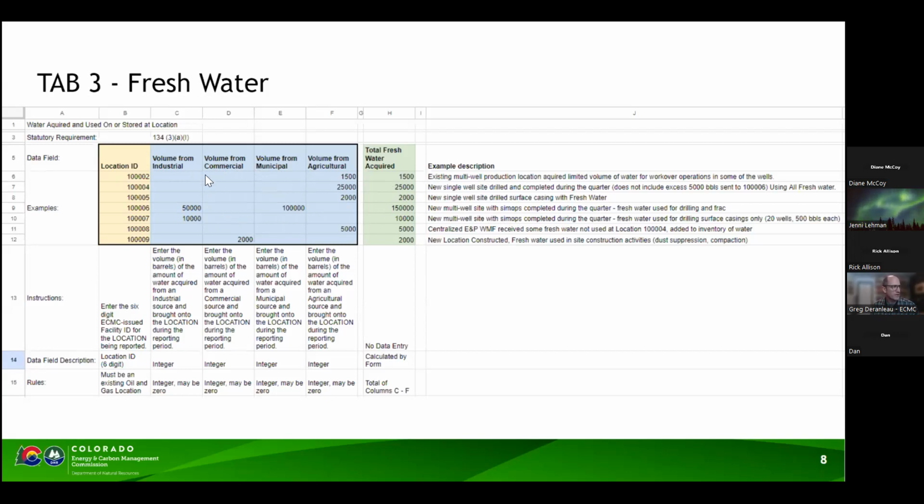Notably, for the prior tab, the production tab, and this freshwater tab, there should only be one row of data per location ID. So even if you obtained water from 2 different municipalities, we would want to see those totaled up and put into the municipal column. So again, this tab should be fairly straightforward. I'm sure we'll run into site-specific questions, but we're hoping that this one will be straightforward.